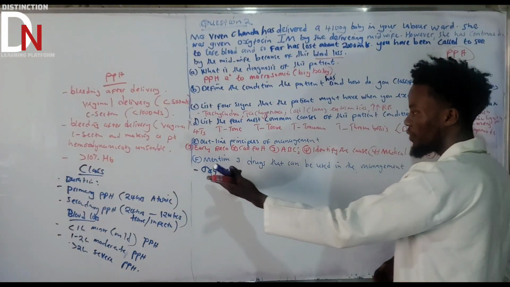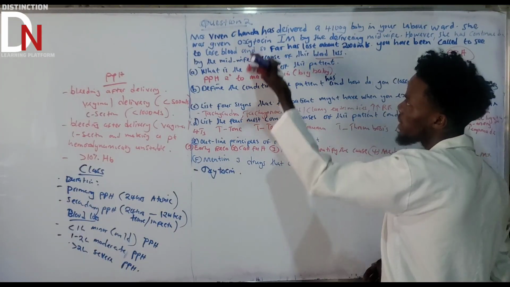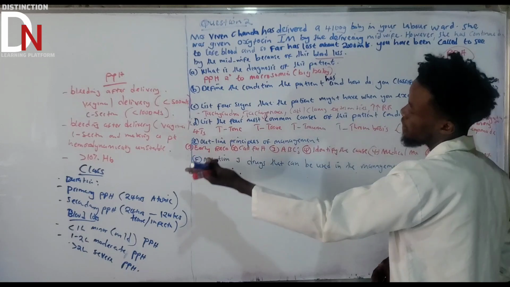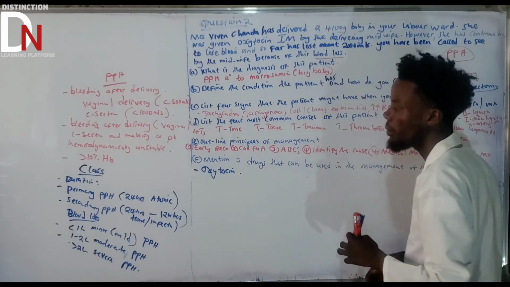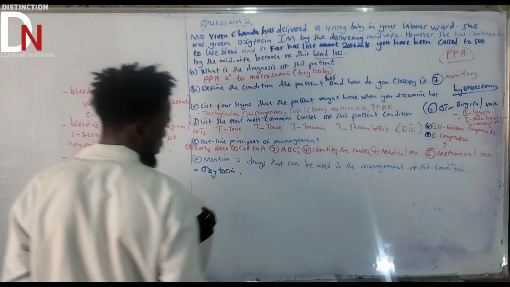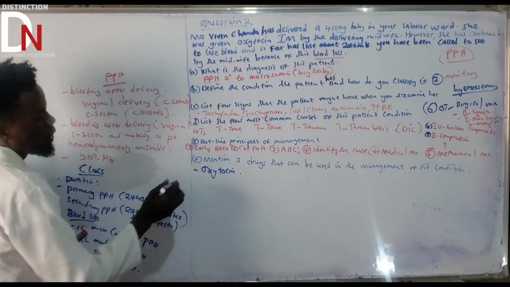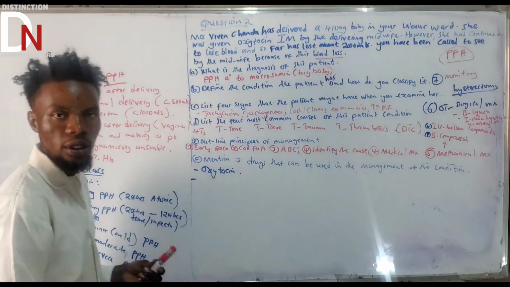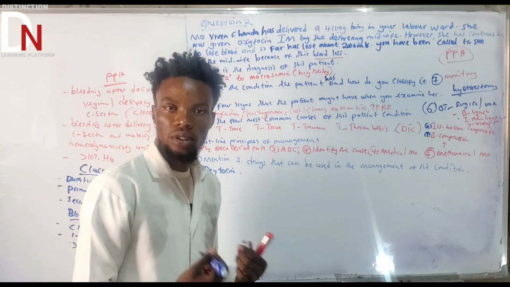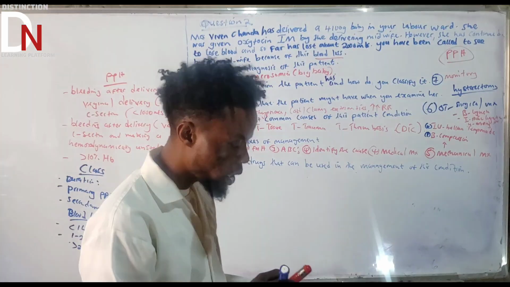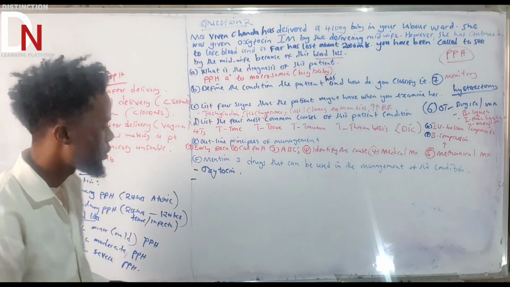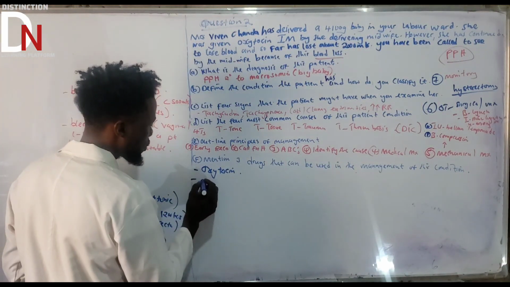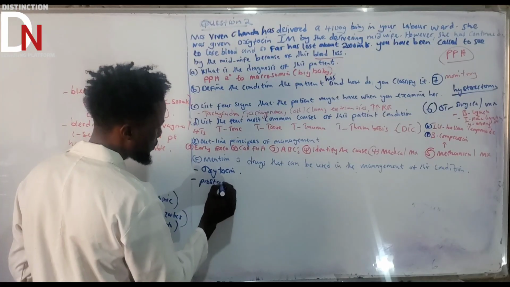So the first drug that you can give is oxytocin. I'm just saying oxytocin, but we'll talk about others. Oxytocin, what does it do? Its mechanism of action is to stimulate uterine contraction. If the uterus contracts, it's going to prevent blood loss.